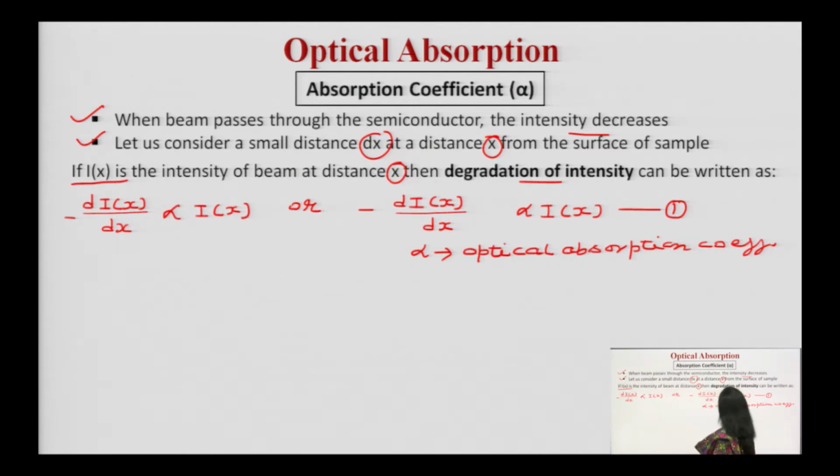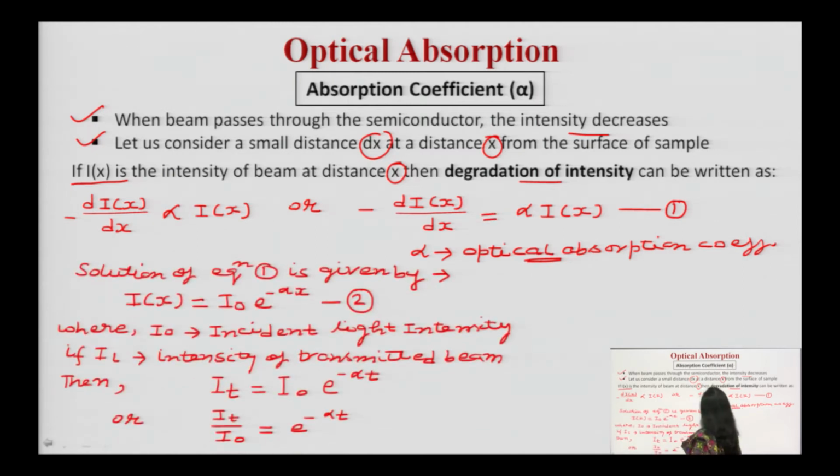Now, alpha is the proportionality constant introduced here, and this alpha is known as the optical absorption coefficient. So, the term is minus d of dx upon Ix, which equals alpha into Ix. Now, you have to simplify this equation. You have to find the solution of equation number 1. The solution of equation number 1 can be given as Ix equals I naught e raised to the power minus alpha x. This gives you an exponential solution.